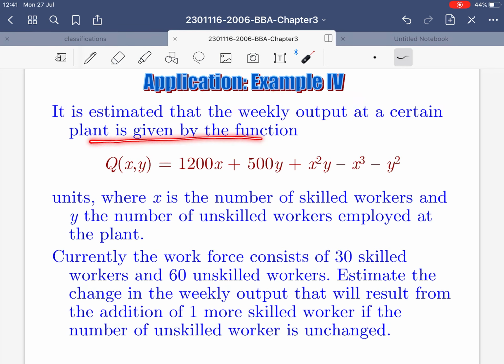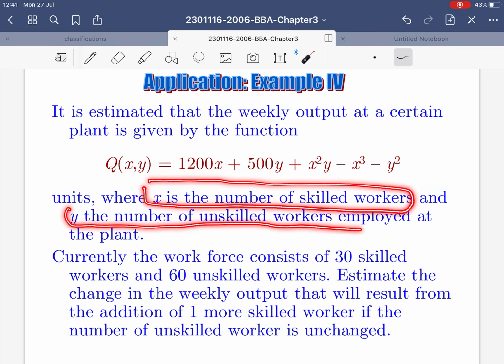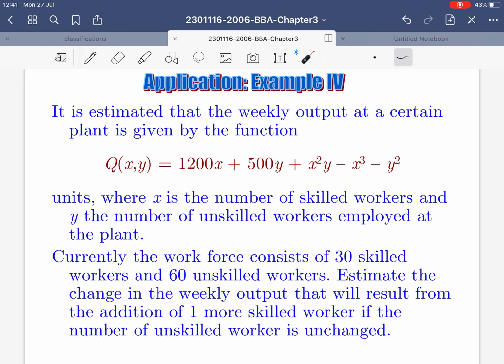The weekly output of a certain plant is given by the function Q(x,y) = 1200x + 500y + x²y − x³ − y², where x is the number of skilled workers and y is the number of unskilled workers employed at the plant. Currently, the workforce consists of 30 skilled workers and 60 unskilled workers. Estimate the change in the weekly output.